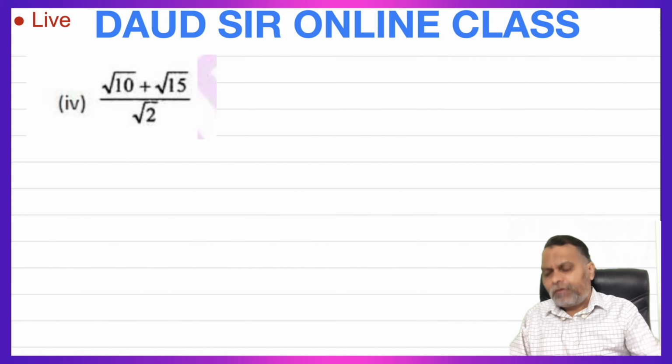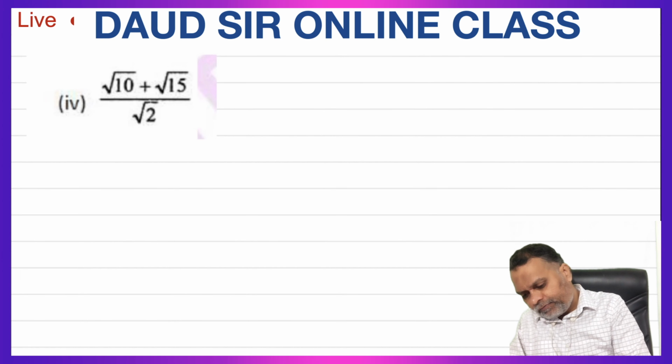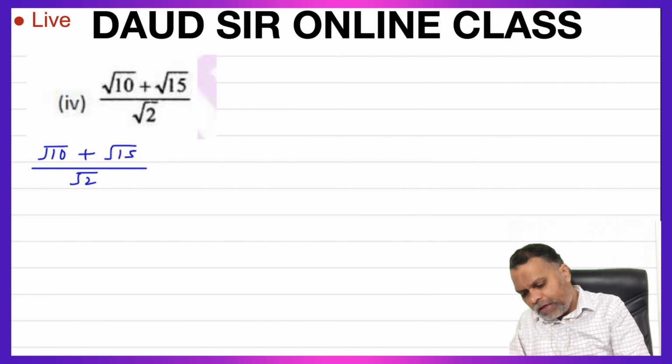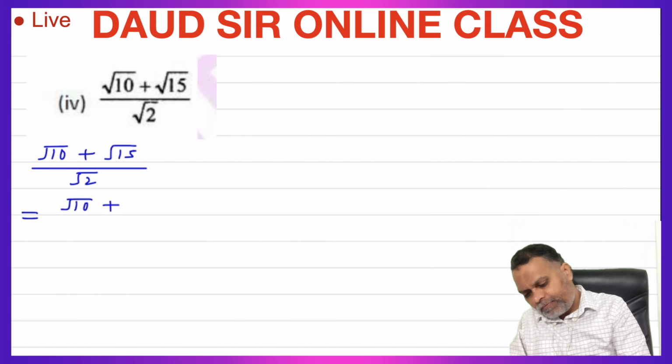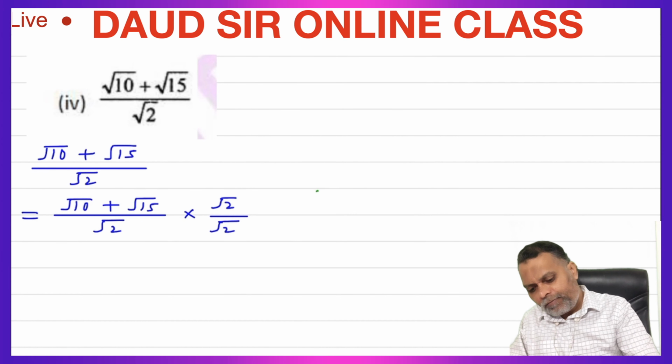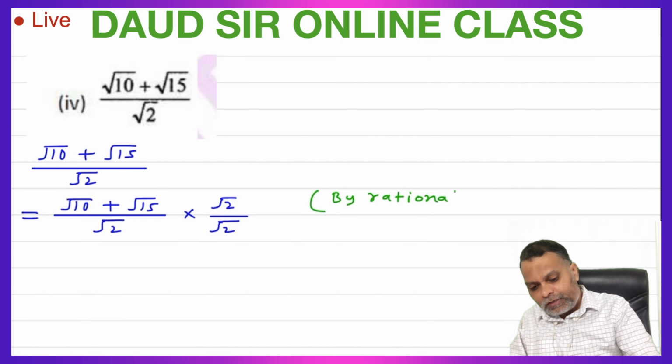Question number second, part 4. Root 10 plus root 15 divided by root 2. And the denominator is root 2, so rationalize this by multiplying by root 2 and dividing by root 2. So this is root 10 plus root 15 divided by root 2, multiplying by root 2 and dividing by root 2. By rationalizing the denominator.